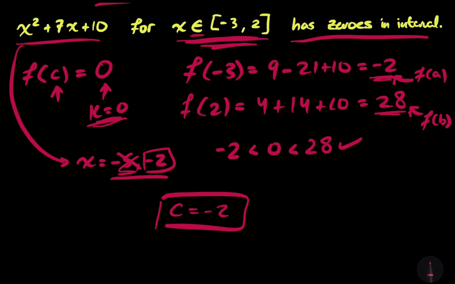We're guaranteed that this c value exists within this interval because of the fact that we have the intermediate value theorem at our disposal.